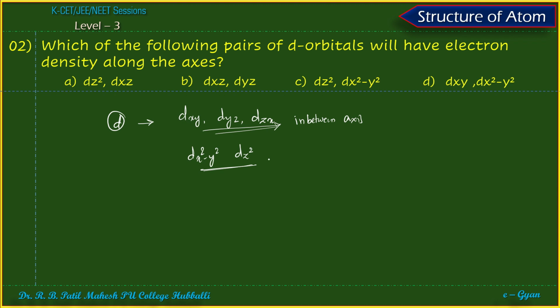Whereas these are the 2 orbitals which have the lobes on the axis. That is, we have the x axis and y axis. The lobes are along the axis of x and y. This is called dx square minus y square. If the lobes are in between the x and y, that is called dxy. So lobes along the axis indirectly mean electron density along the axis. So the correct option is option C, dz square and dx square minus y square. Question number 2, option C.